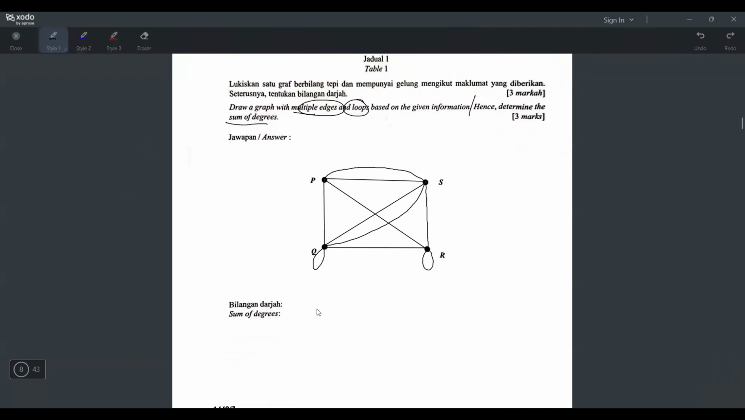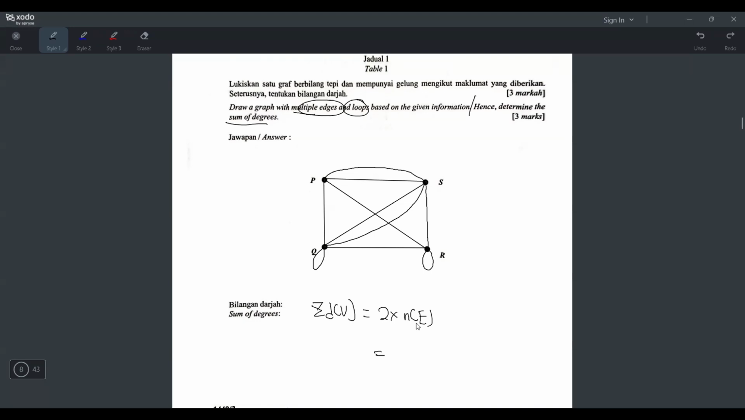The sum of degrees symbol looks like this. This symbol means sum. D means degree, and V means vertex. So what is this? Sum of degree of all vertex. And the formula we can use is 2 times NE, 2 times number of edges.